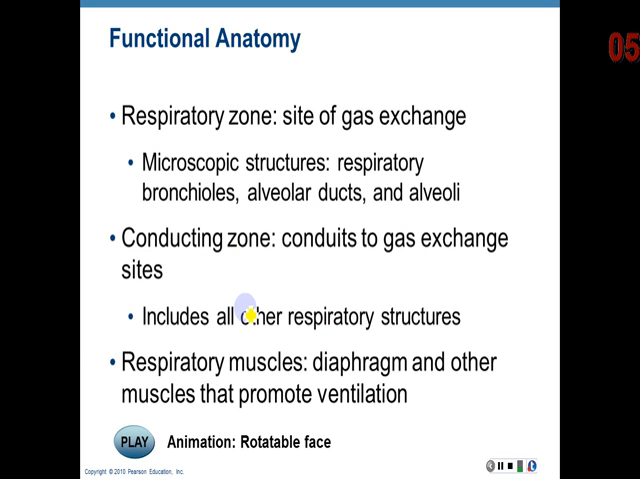Now, as we consider the anatomy of the lungs, we deal with the fact that we have respiratory zones where gas gets exchanged. Here, we're looking at microscopic structures like respiratory bronchioles, alveolar ducts, and alveoli. Alveoli being a fancy name for air sacs.